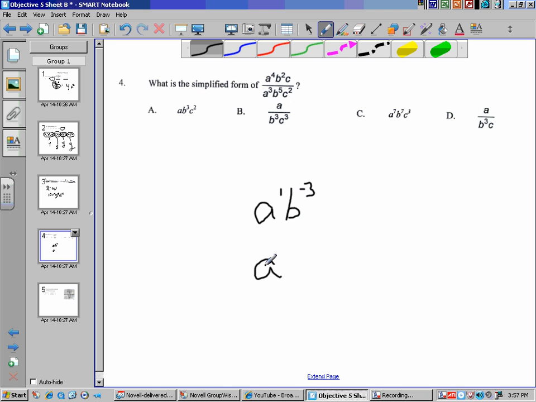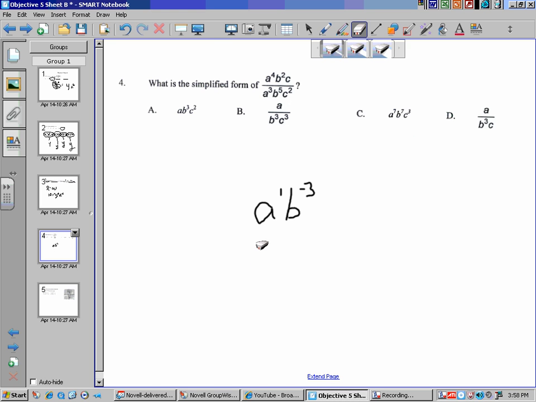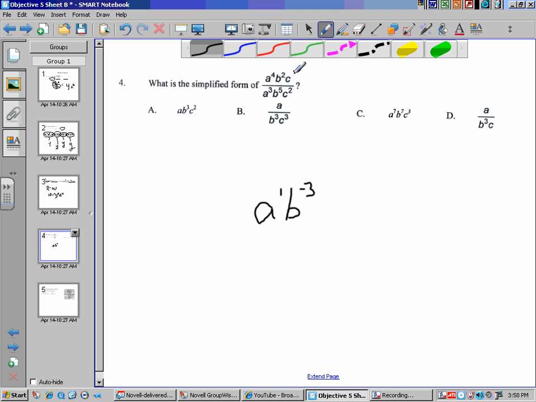I'm just going to leave this a. Well, let me erase that for a sec. Let's just go with this one up here. And now I've got c, and it doesn't have an exponent, but it means it has a 1. 1 minus 2 is negative 1.